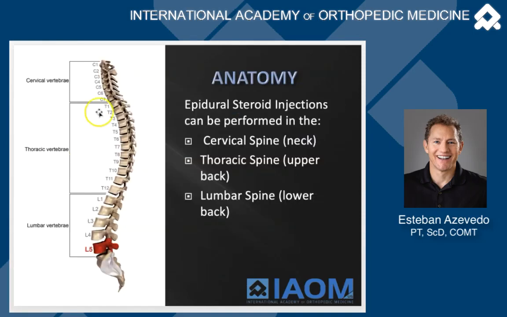So the anatomy, here's a little picture I downloaded from Adobe Stock and purchased. It shows all the vertebra of the spine. You've got 7 cervical vertebra, 12 thoracic vertebra, your upper back, and 5 lumbar vertebra. So the neck area is called the cervical spine, the upper back is the thoracic spine, and the low back is called the lumbar spine. You can have epidurals at any of these regions.